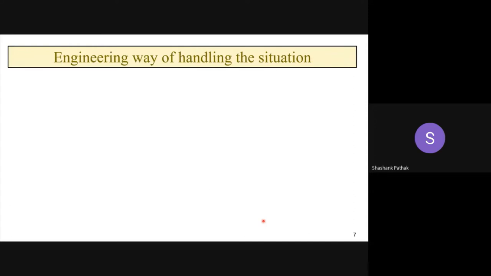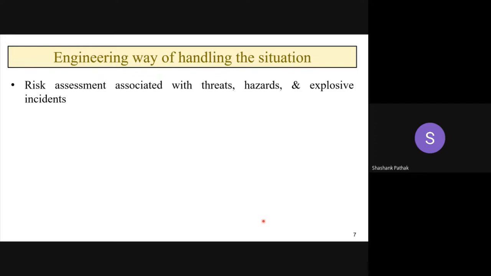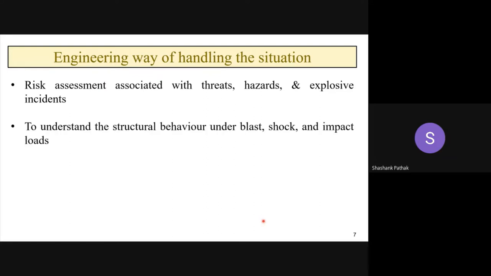So these are the things, and there are engineering ways of handling the situation. How do we handle this situation in an engineering way? We have to assess the risk that is associated with threats, hazards, and explosive incidents. I explained in the previous class what a threat is, what a hazard is. So I will not repeat that. I will assume that you were present and you were listening. So that part I can skip.